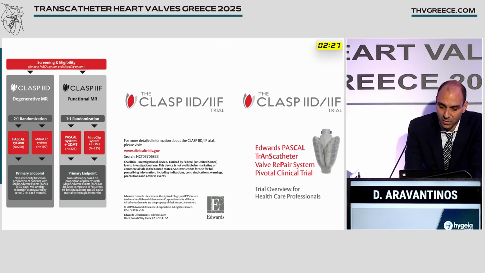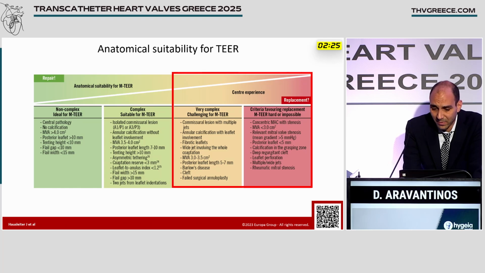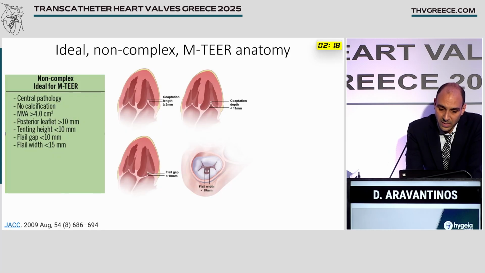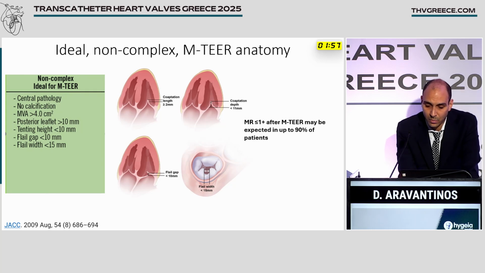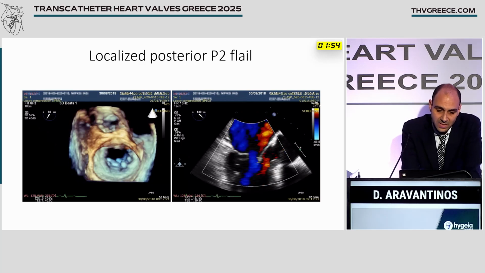We had very good results with those two devices in DMR, and we await the CLASP IIF trial also. But after the patient is a COAPT-like patient, we have to check the anatomical suitability for M-TEER. The ideal patient has a central pathology, no calcification, an MVA more than 4 square centimeters, posterior leaflet more than 10 millimeters, tenting height less than 10 millimeters, and small flail gap and flail width. We had very good results in these patients.